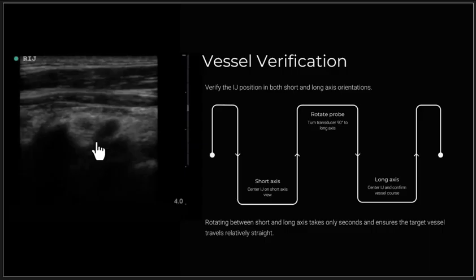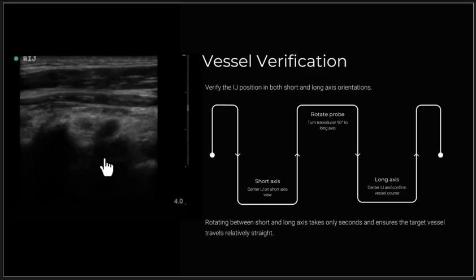It allows me to ensure that my target vessel travels relatively straight, so that I know when it comes to the procedure, I shouldn't have any difficulty cannulating the vessel. There are some instances where there will be some branching of the different venous anatomy, which could cause problems when it comes to threading your catheter later. So it's nice to be able to identify that that vessel is running nice and straight before you get to that step.